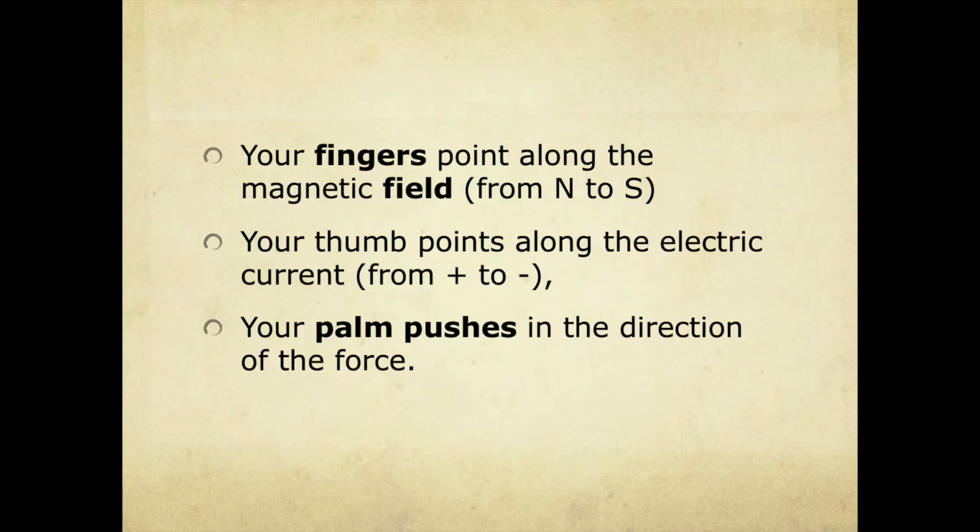So in review, your fingers point along the direction of the magnetic field, so from north to south, in the direction that the arrows are drawn. Your thumb will point along the electric current, so from positive to negative, and your palm will push in the direction of the force.